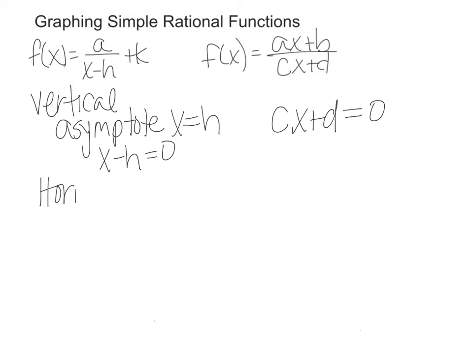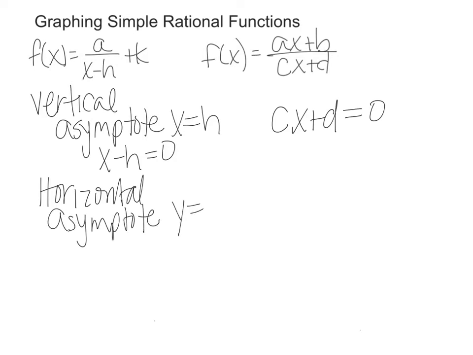The horizontal asymptote comes from y is equal to k. Since you are not going to be able to make this equal to 0, because a cannot be 0, then y cannot be k. So in the other form, we can take the coefficients and the ratio of a over c, and that is our horizontal asymptote. y equals a divided by c.